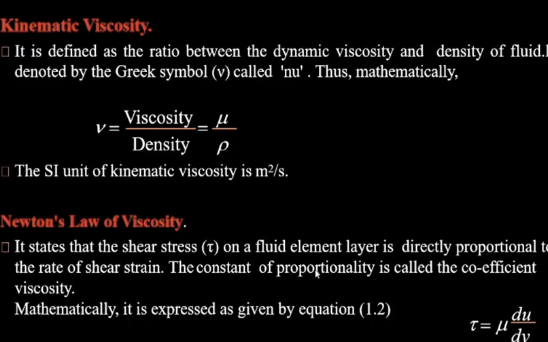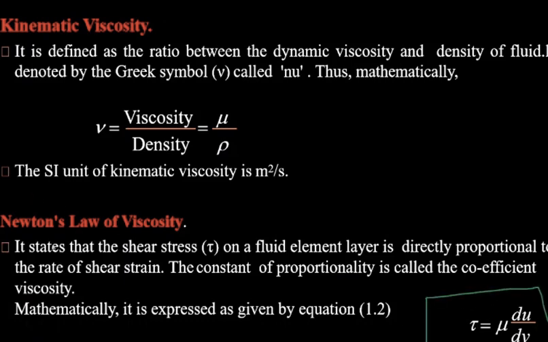Next we will see Newton's law of viscosity. What does Newton's law of viscosity state? It states that the shear stress tau on a fluid element layer is directly proportional to the rate of shear strain. The constant of proportionality is called the coefficient of viscosity. This was already read, but it is termed Newton's law of viscosity.